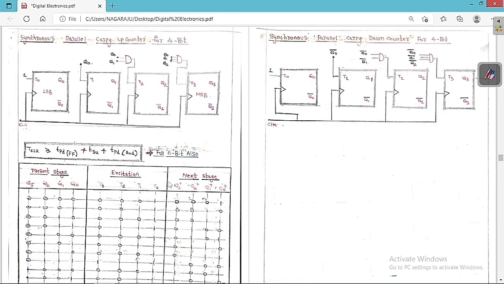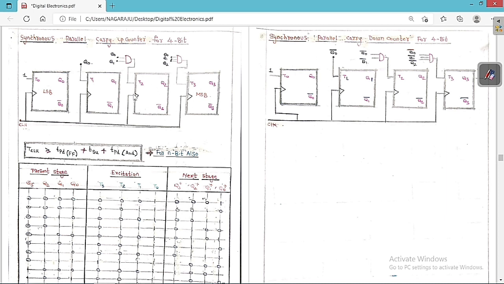So these expressions that we are going to get. So T0 is equal to 1, T1 is equal to Q0, T2 is equal to Q1 Q0, T3 is equal to Q2 Q1 Q0. These expressions that we are going to get. So same thing we have done. So based on these expressions, we have to draw T0 is equal to 1, T1 is equal to Q0, T2 is equal to Q1 Q0, T3 is equal to Q2 Q1 Q0.